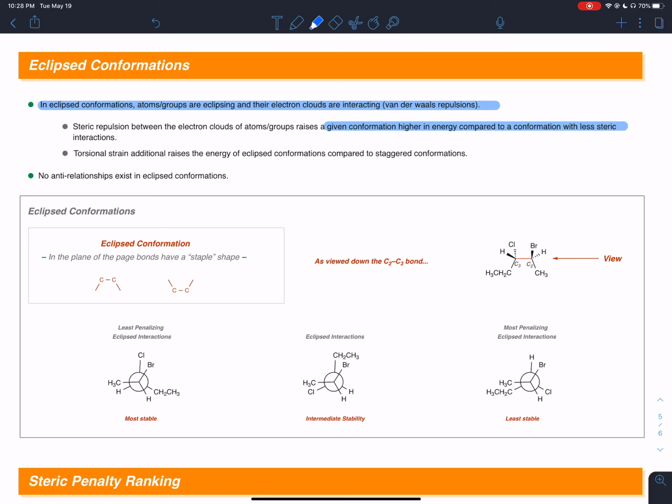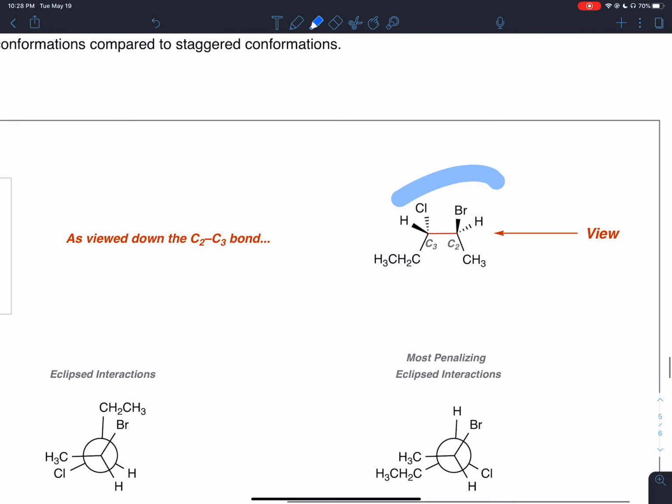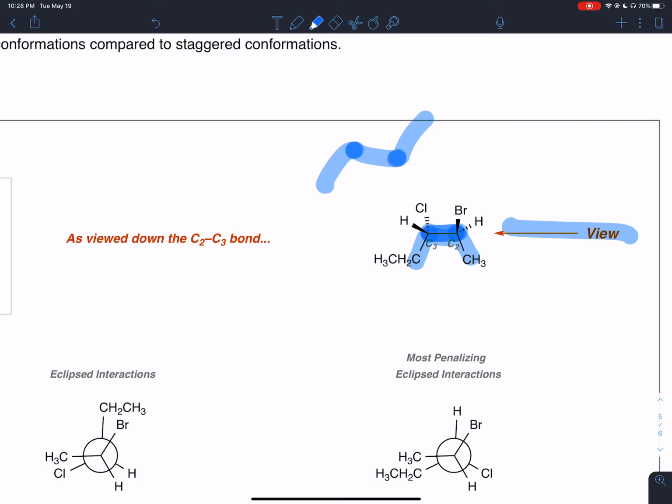conformations, okay? Now, it's important to remember that there are no anti-relationships in eclipsed conformations, okay? And if you were looking at a compound as drawn, and you're viewing it from this direction, if you see that about the carbon-carbon bond you're looking down, the in-the-plane-of-the-page bonds are in a staple shape, you know you are looking at a snapshot of an eclipsed conformation, as opposed to if about the carbon-carbon bond the in-the-plane-of-the-page bonds were a lightning bolt, that would be indicative of a staggered conformation.